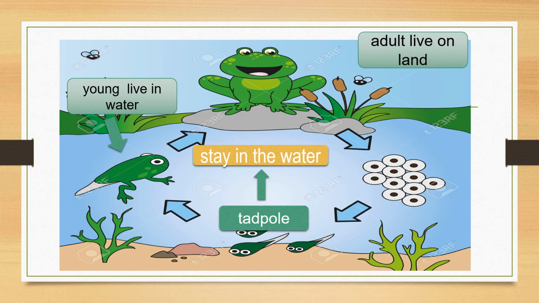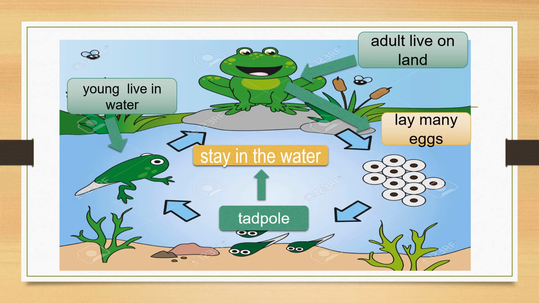Now, when they become adults, they live on land. And then after that, they again lay eggs. And then the eggs become tadpoles again, and so it goes. So that is the life cycle of a frog. When they are young, they stay in water. And when they are adults, they stay on land. So they stay both in the water and on the land.